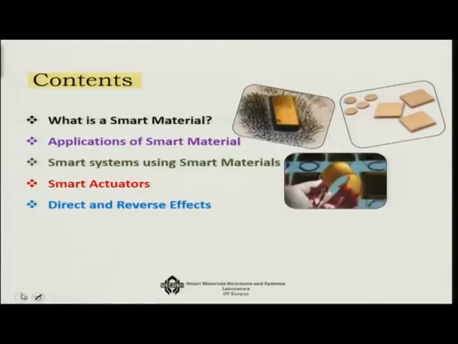So let's look into that. What we are first going to talk about is what a smart material is, after all. Then we'll talk about the applications of smart materials, what motivates us to work on them, and not only the materials, you can actually develop smart systems using smart materials. So we will talk a little bit about that. Then the smart actuators and direct and reverse effects in such smart materials. So let's unfold the story one by one.